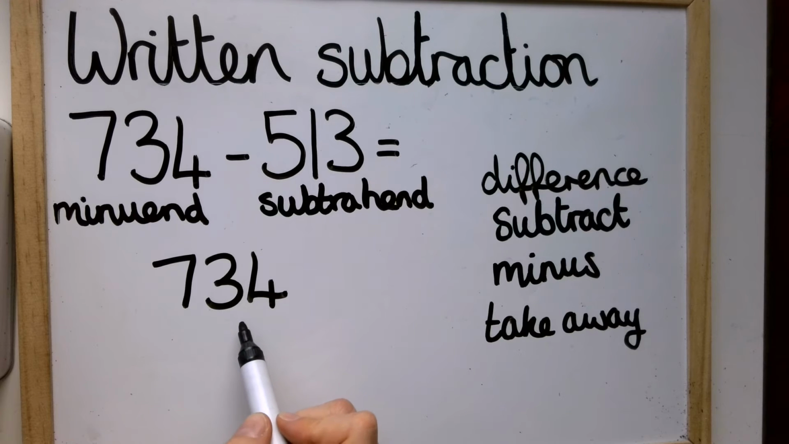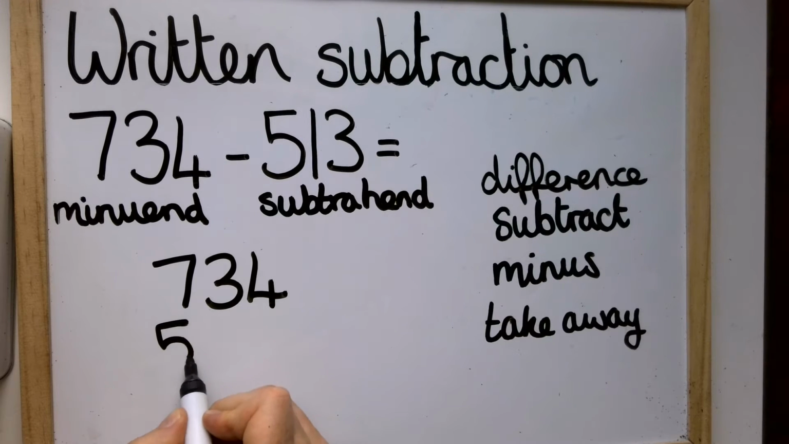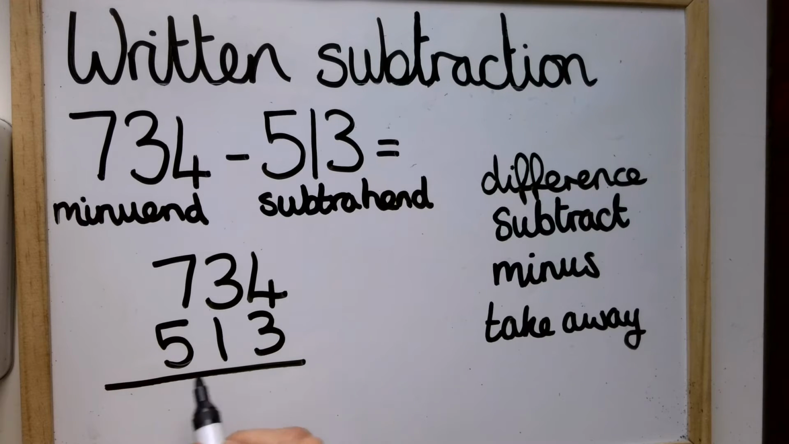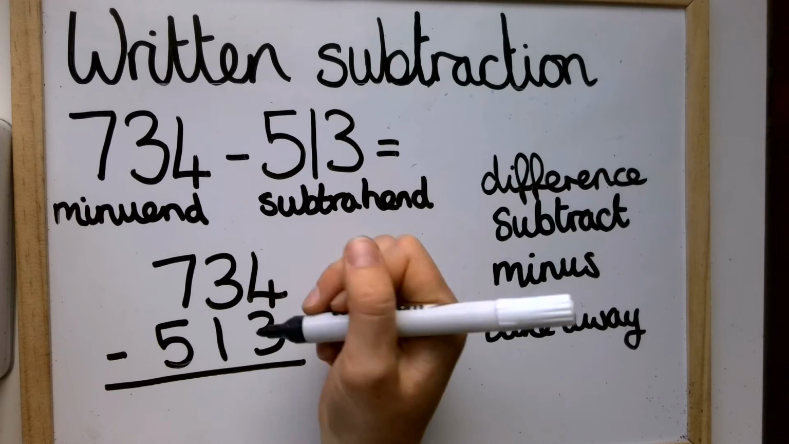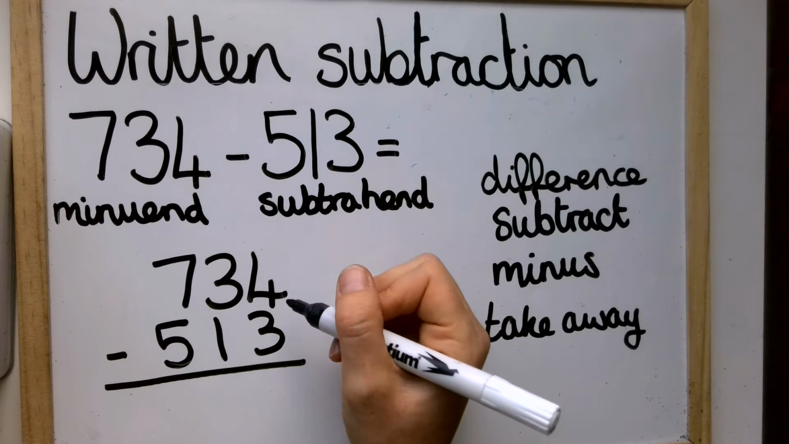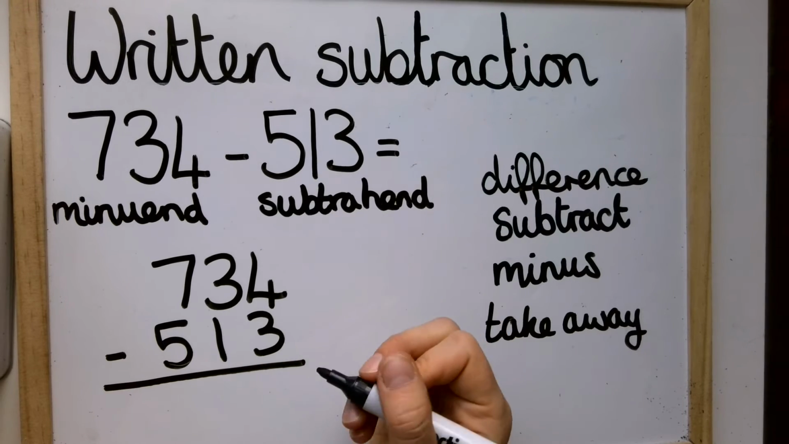So I've started with my minuend. I now need to put my subtrahend underneath it, and I lay out my subtraction like this. You will want to write your subtraction really clearly so that when you do exchanging, it's really easy to see those small numbers. Okay, so I have 4 take away 3 in my ones.